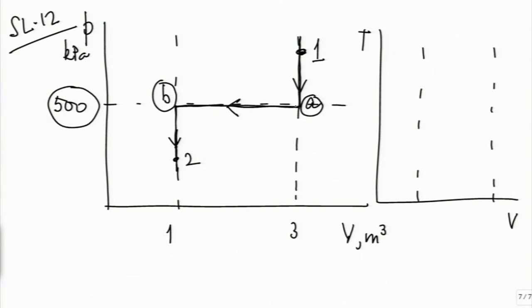You should not assume that this is a condensation process. Condensation process may begin somewhere here and may continue up to here or up to here. It is not necessary that this constant pressure process is the condensation process. Even the condensation can be partly at constant volume and then remaining partly at constant pressure.